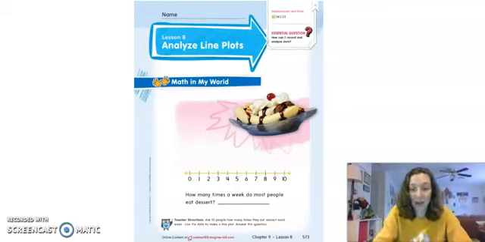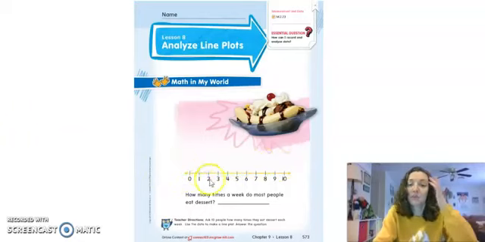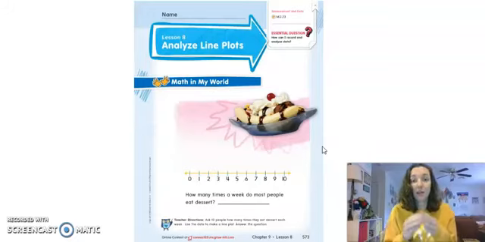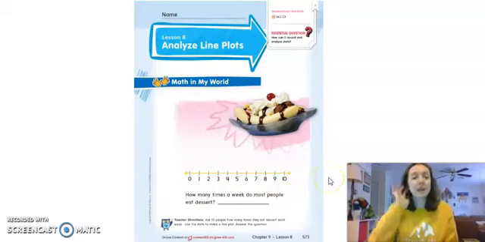Now remember, line plots are these plots that use number lines, and we're going to build this one, but they have the X's above the numbers to show how many, okay? Remember, they're very similar to other graphs, but they specifically use only numbers, right? We could never have little pictures down here or things like that.